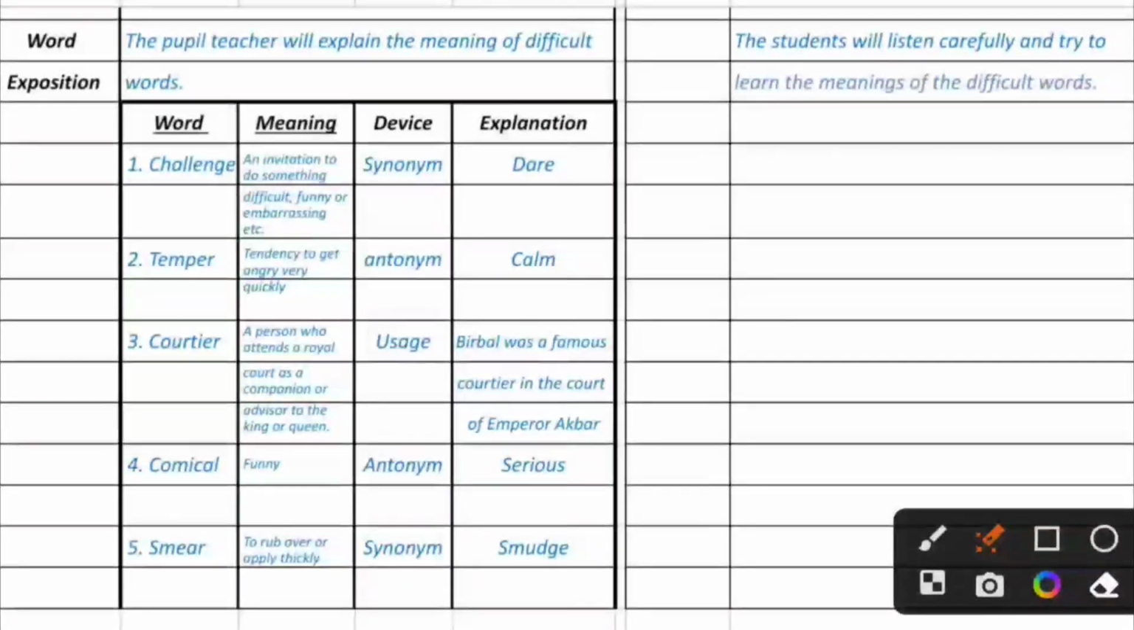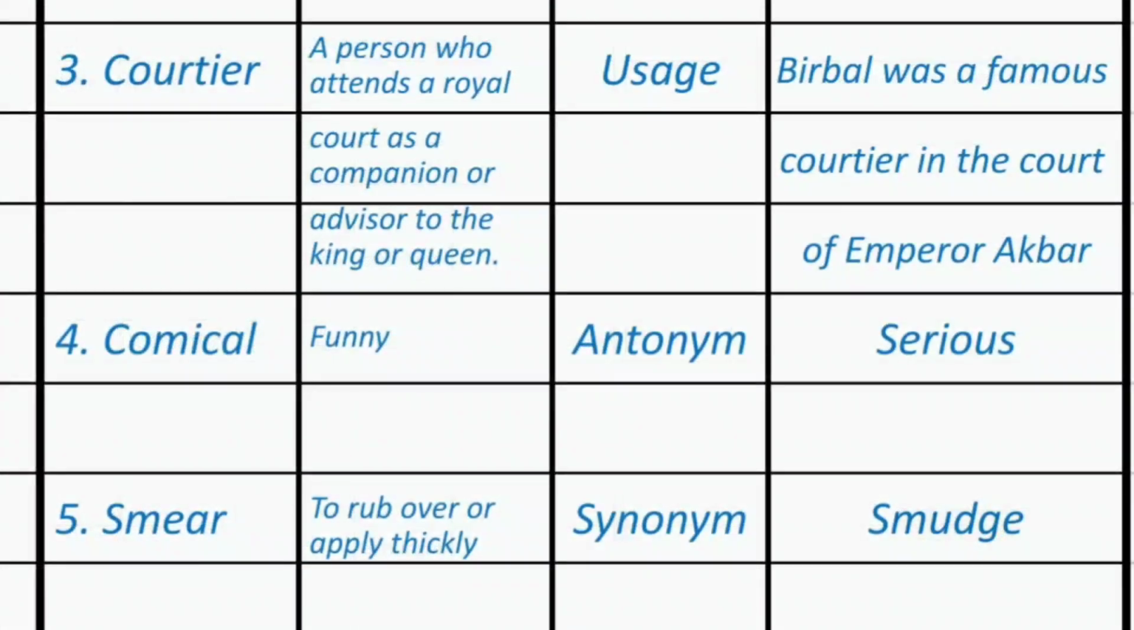So now the second word can be temper, and the meaning of temper is tendency to get angry very quickly. The device can be antonym over here and the explanation is calm. The antonym of temper is calm. So the children will tell the meaning, that what does temper mean. The third word can be courtier, the fourth word can be comical and the fifth word can be smear.